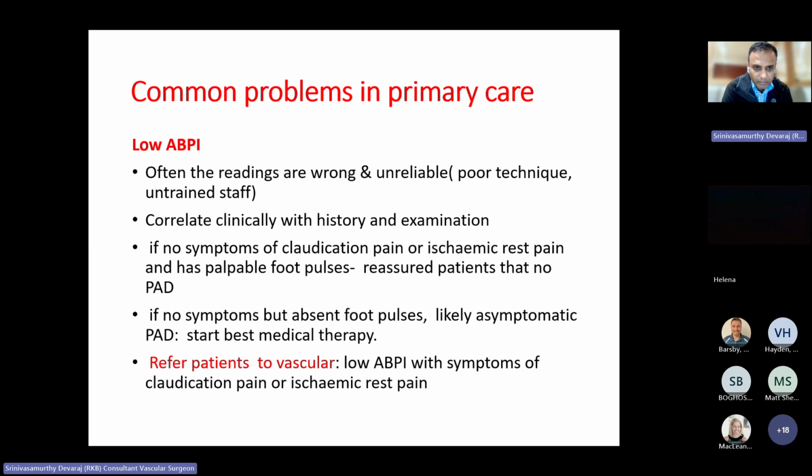If, however, they've got no symptoms but your clinical examination reveals peripheral arterial disease, then you start them on best medical therapy, which is risk factor modification, clopidogrel 75 milligrams once daily, and statin therapy for life. They do not require any referral to the vascular service because we are not going to intervene on patients with asymptomatic peripheral arterial disease unless, of course, they have symptoms suggestive of claudication pain or ischemic rest pain.